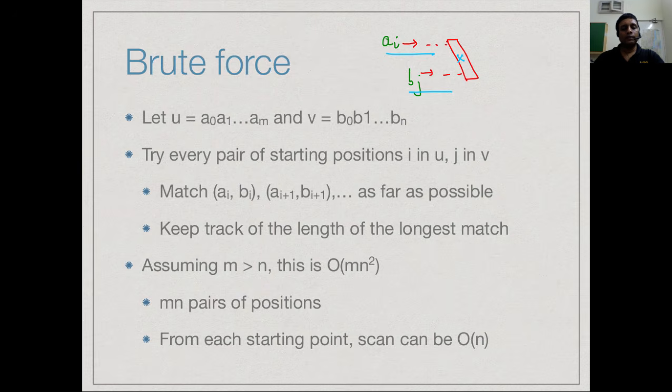So if M is greater than N, then first of all, the number of choices of AI and BJ is M times N. And in general, I will go to the end of the shorter word matching everything. So I could do order N work before I reach the end of the scan. If everything matches until the end of the shorter word, then I could do order N work. So therefore, this will be O of M times N times N, or O of M N squared. Now our goal is to see whether we can make this more efficient by doing something inductive on this.